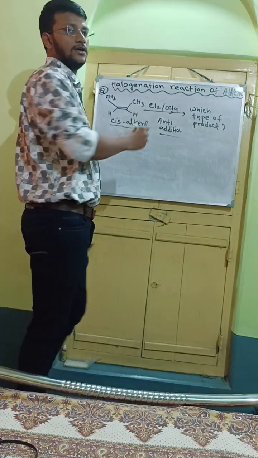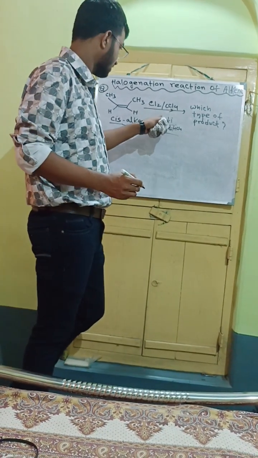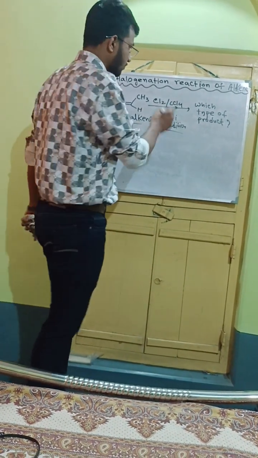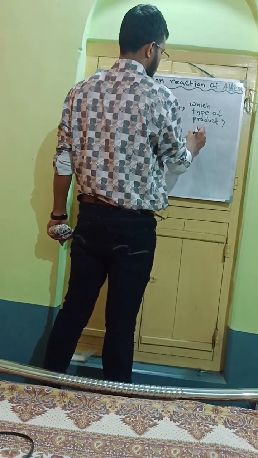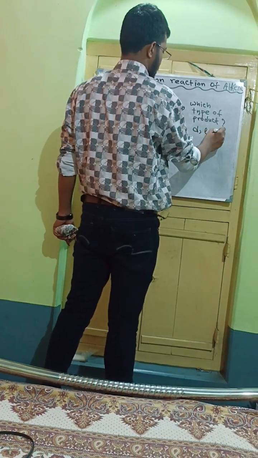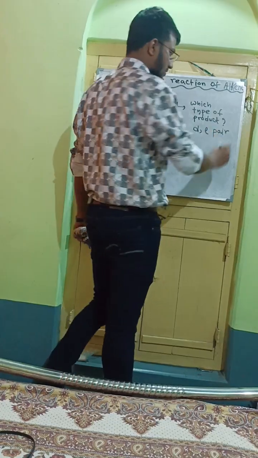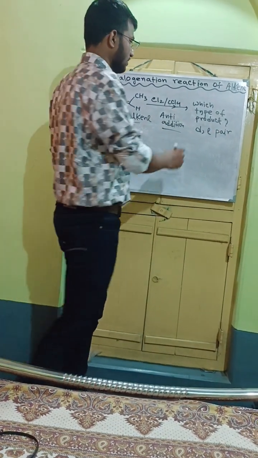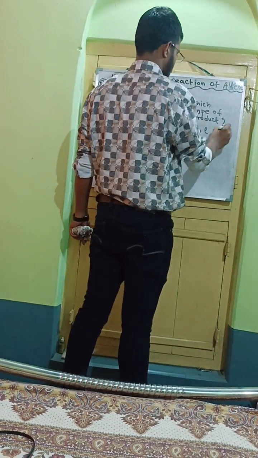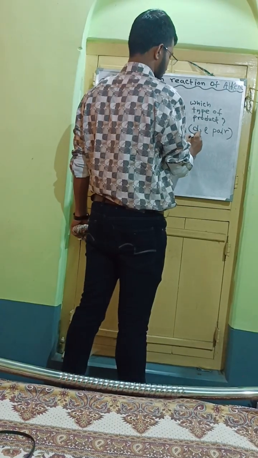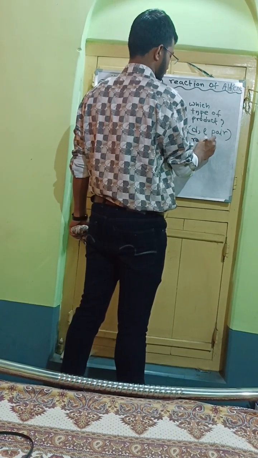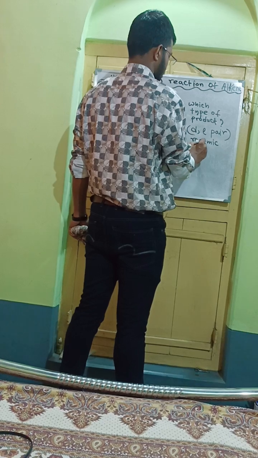Cis alkene anti addition will produce DL pair. And what the DL pair is called, that is racemic mixture.